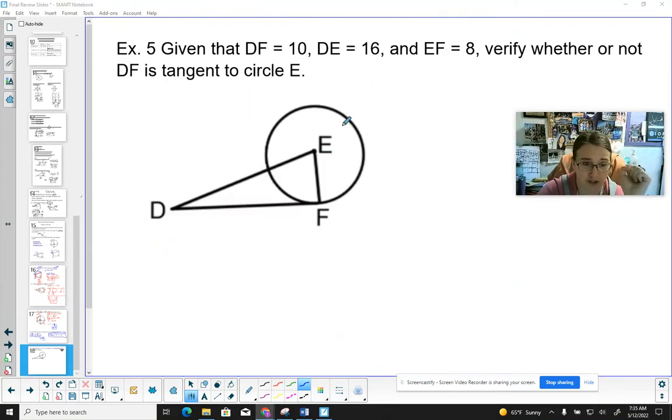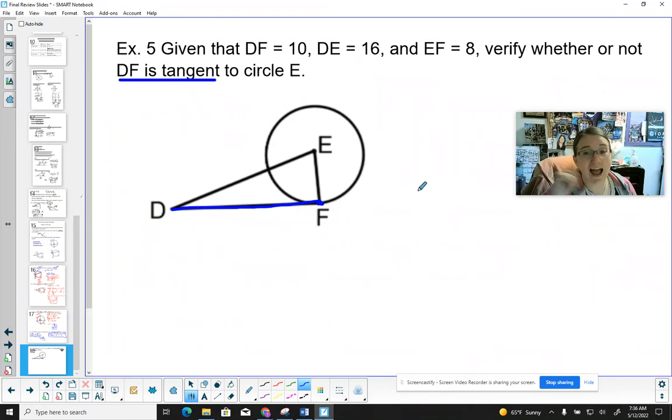Okay, the last question here, again, is not terribly tricky. You just got to remember what to do. We are verifying whether DF is tangent to this circle or not. Now, again, a tangent is a line that perfectly touches, right? Tangent touches at one point. It's just going to blip. It's not going to touch anywhere else on the circle. This is very tricky to do.